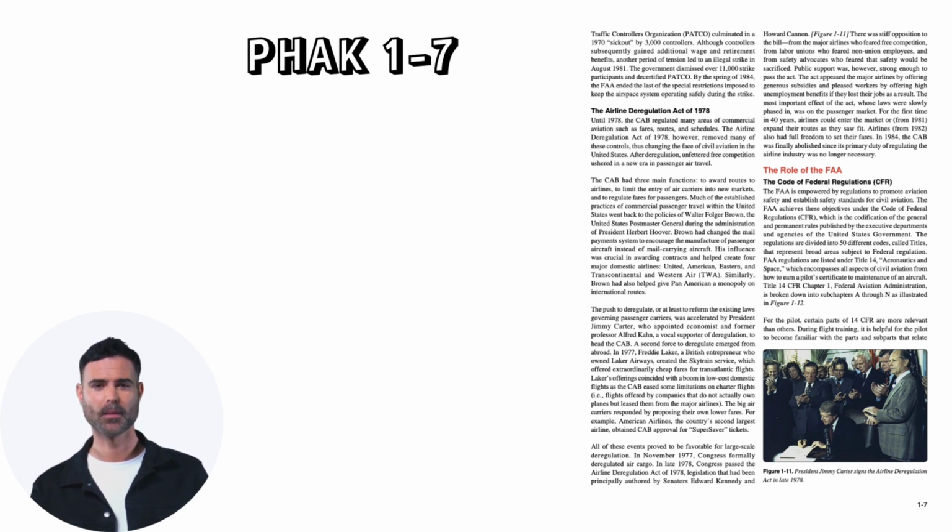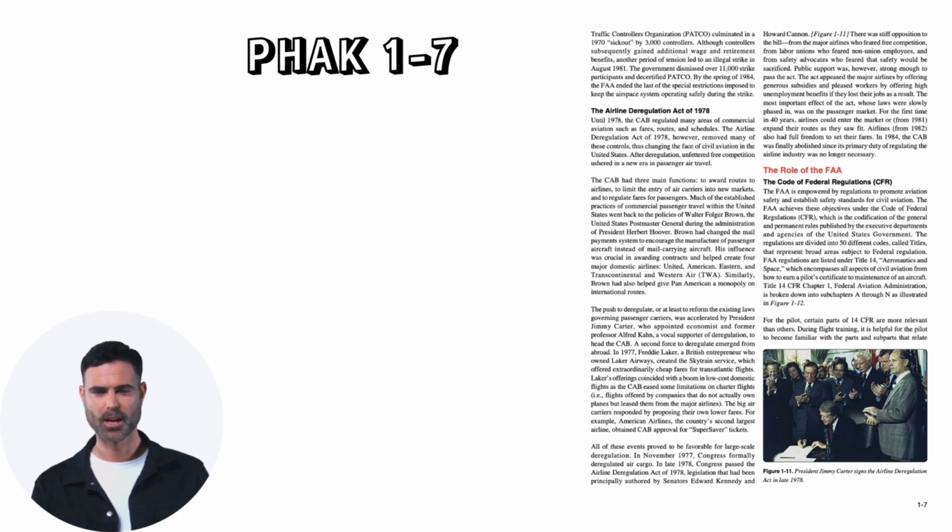Brown had changed the mail payment system to encourage the manufacture of passenger aircraft instead of mail-carrying aircraft. His influence was crucial in awarding contracts and helped create four major domestic airlines: United, American, Eastern, and Transcontinental and Western Air, TWA. Similarly, Brown had also helped give Pan American a monopoly on international routes.